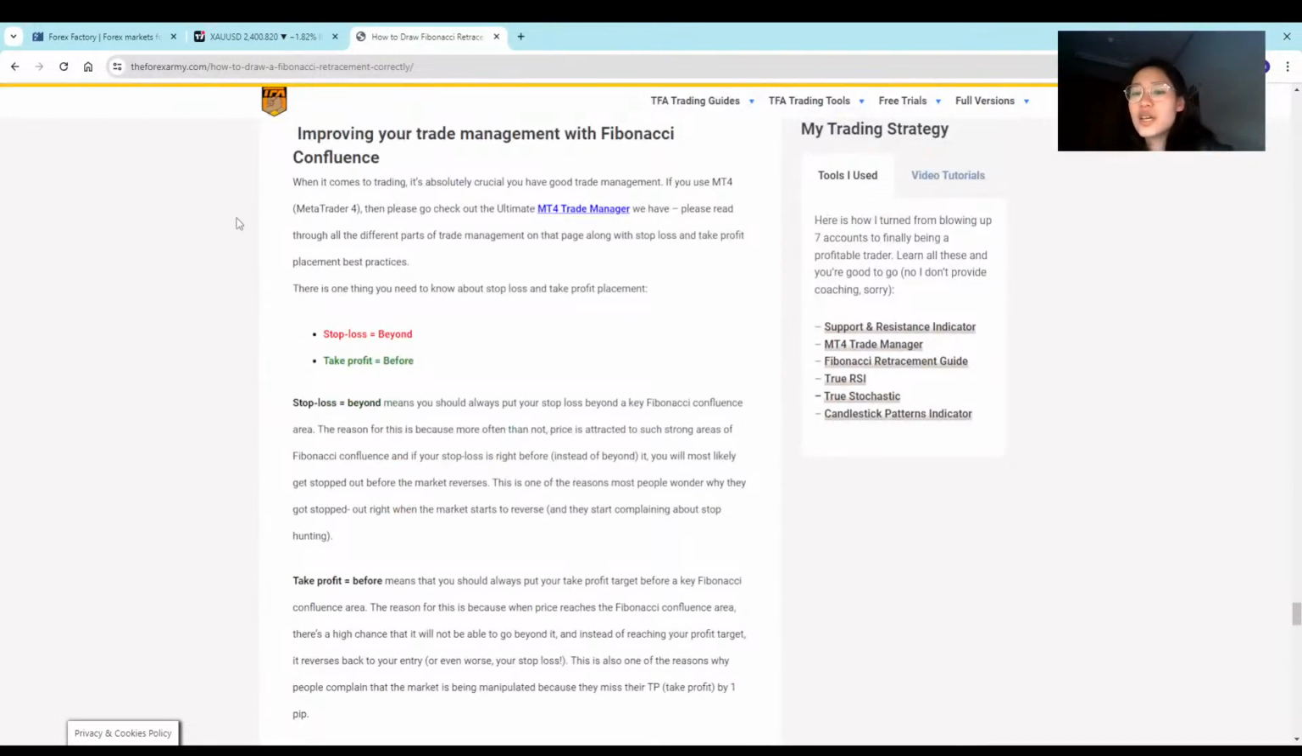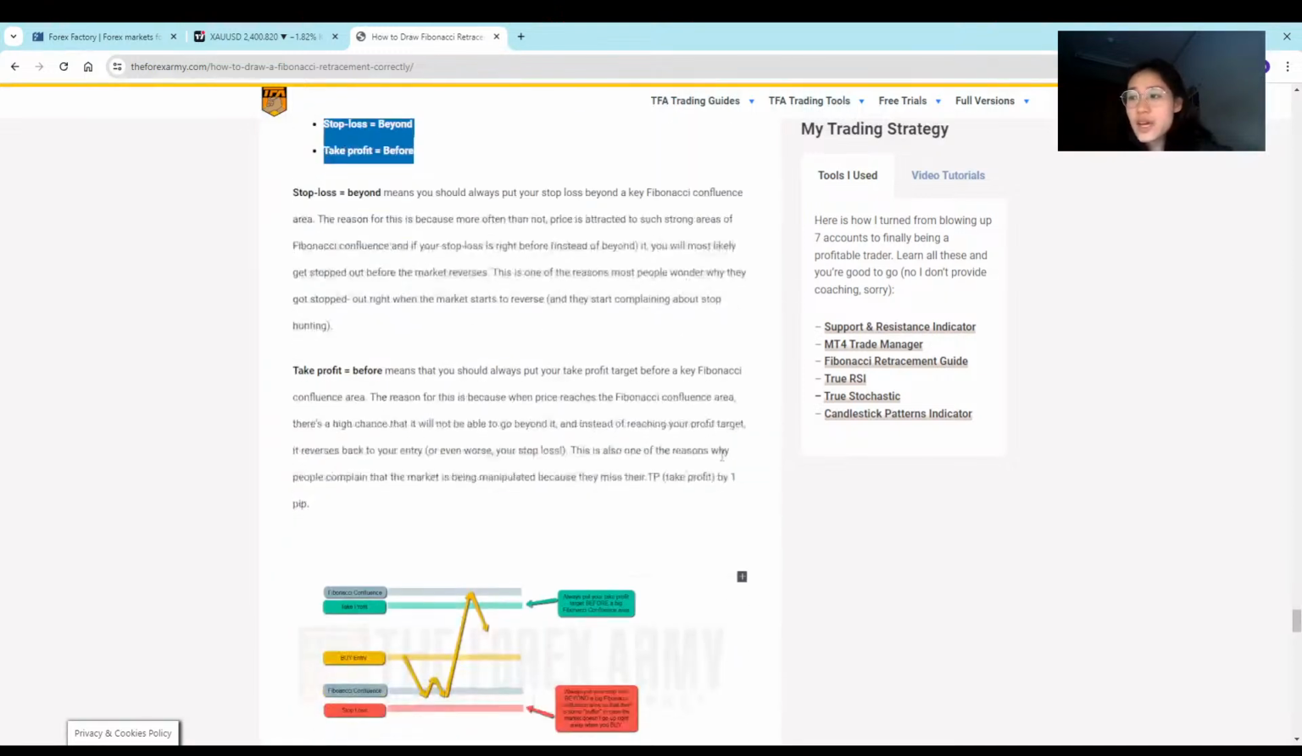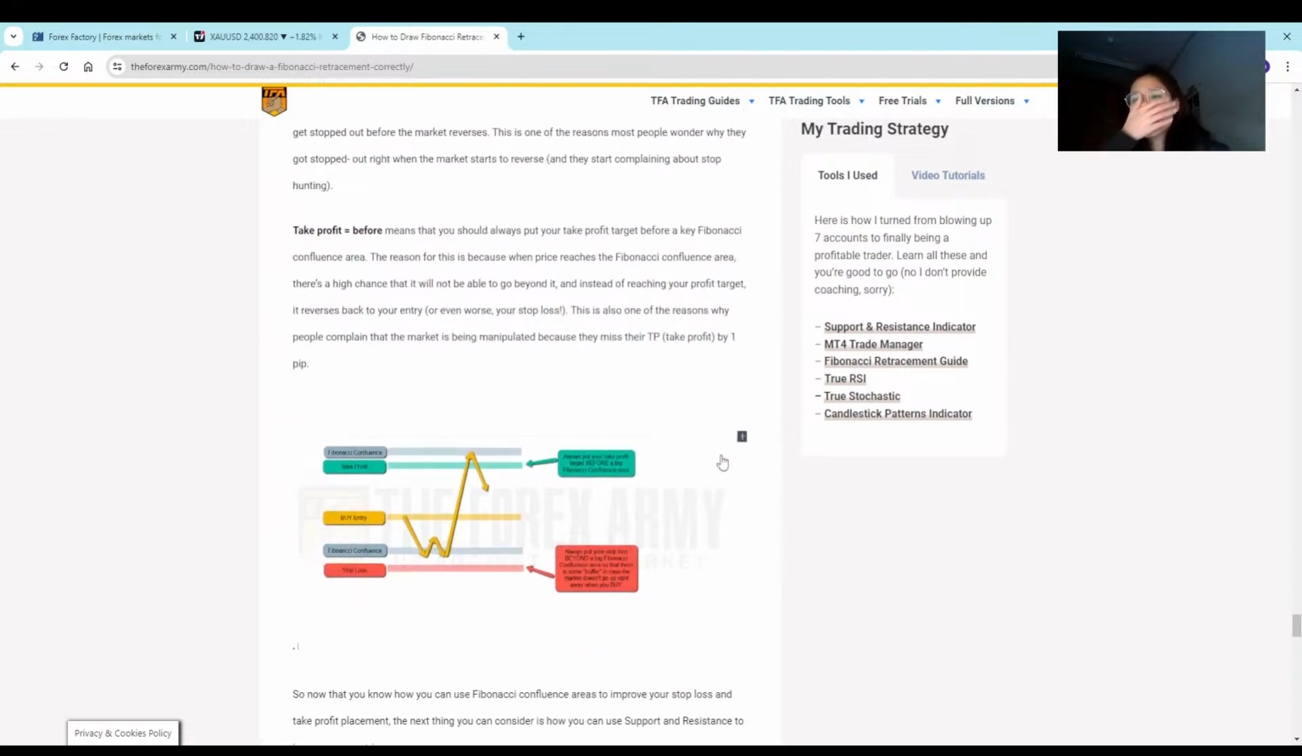Another important thing would be to always place your stop loss beyond, and take profit before, any key Fibonacci confluence area, and also any resistance or support areas. So that could be your multiple swing highs, swing lows, and so on and so forth.